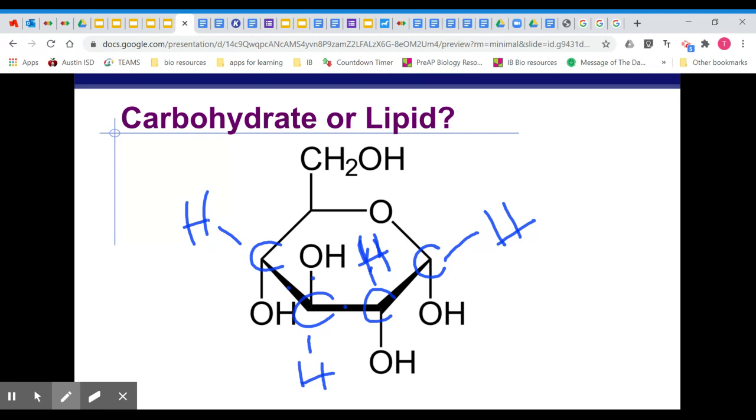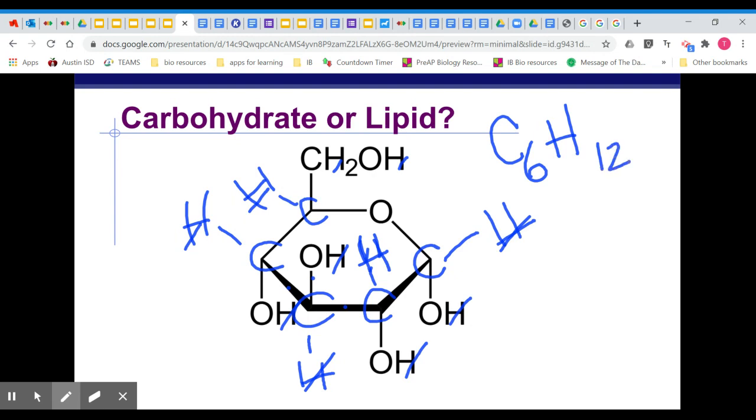Let's count it up. So I've got 1, 2, 3, 4. Oops, I forgot about this guy. 5, 6 carbons. So this is C6. Now let's count the hydrogens. So I've got 2, 3, 4, 5, 6, 7, 8, 9, 10, 11. Where am I missing one? 1, 2, 3, 4, 5, 6, 7, 8, 9, 10, 11, 12. Okay, I just can't count.